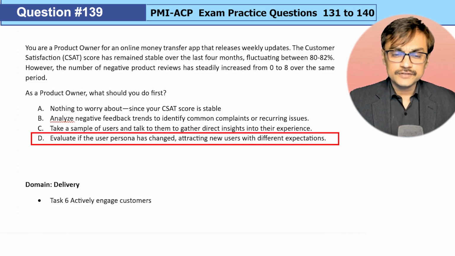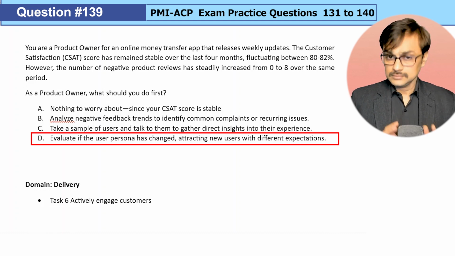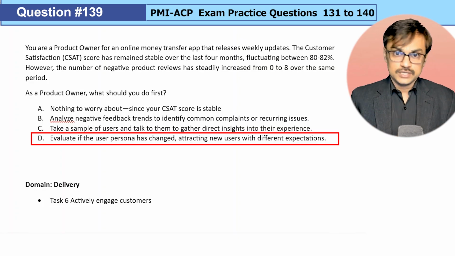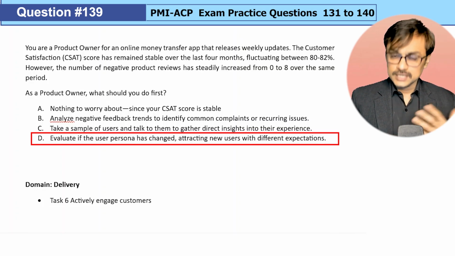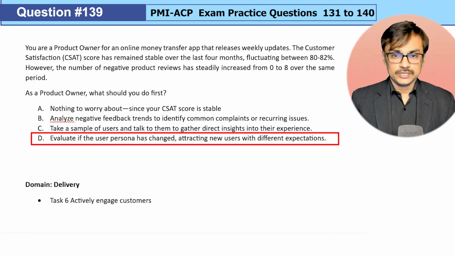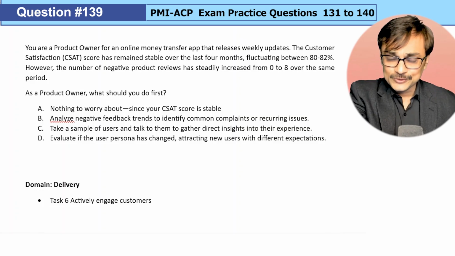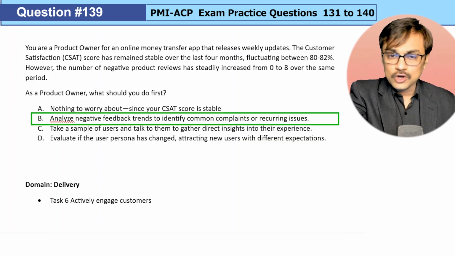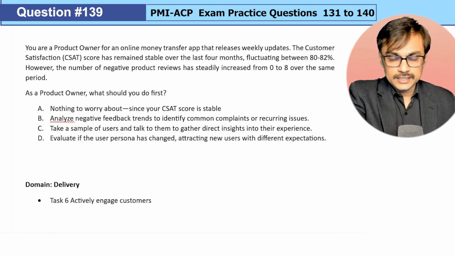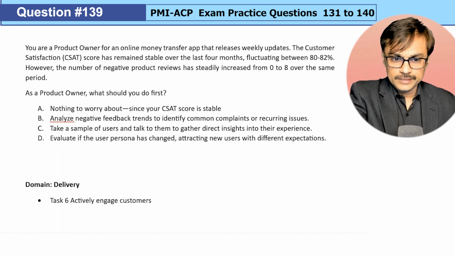Option D, evaluate if the user personas have changed, attracting new users with different expectations. There's a possibility. We might be attracting a different kind of people who are using this application now, and they are more dissatisfied than before. That analysis is possible as well, but my first focus should be to read the reviews before I go further. So I choose option B in this situation. I need to actively engage with my customers. The CSAT calculation and details you will see in your delivery domain workbook. You better follow that carefully.